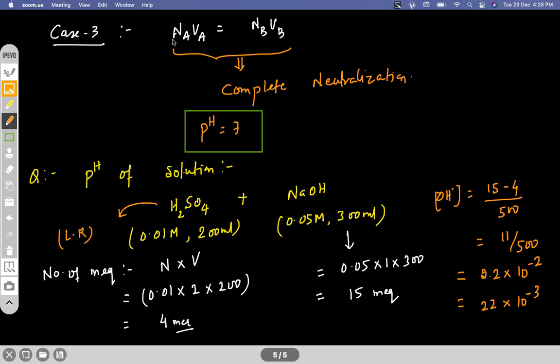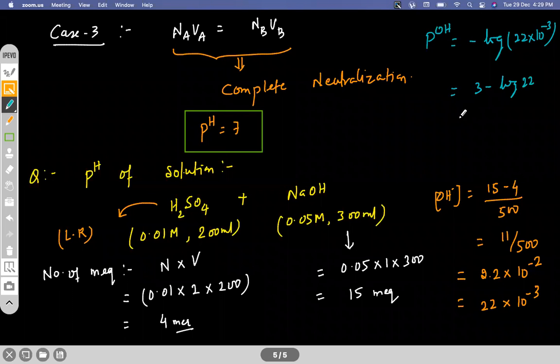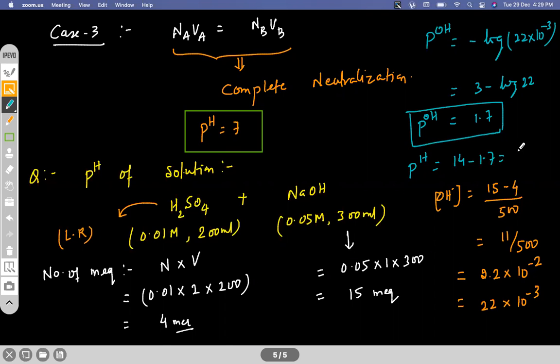So this is OH minus. If you find out pOH here, minus log of 22 into 10 to the power minus 3, that would be 3 minus log 22. Log 22 value is 1.3 approximately. Hence, pOH is 1.7. pH is 14 minus pOH. That is 12.3. This is the answer we have for this question.